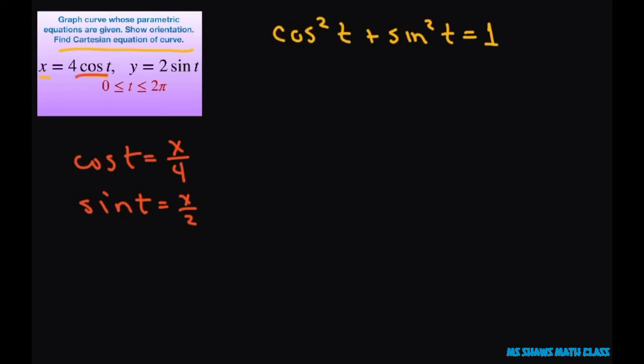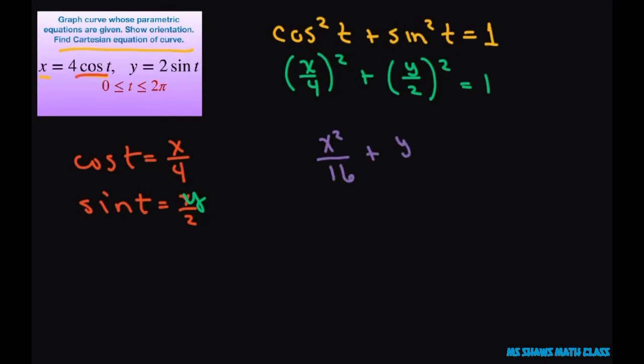Then I can write this with substitution as x divided by 4 squared plus y divided by 2 squared equals 1. Simplifying this would give you x squared divided by 16 plus y squared divided by 4 equals 1. Therefore, this is an ellipse.